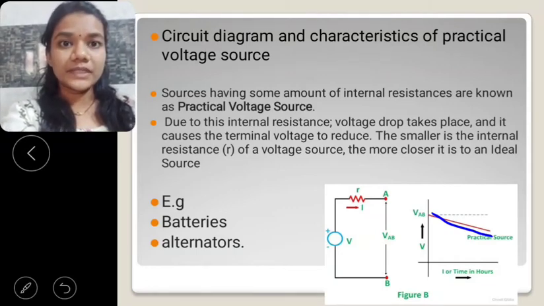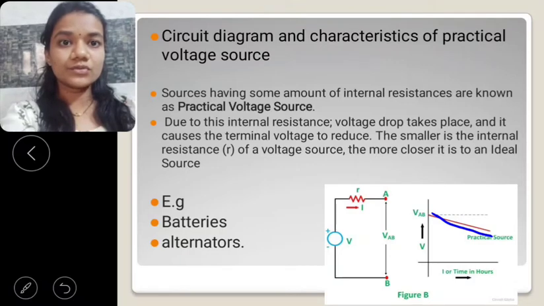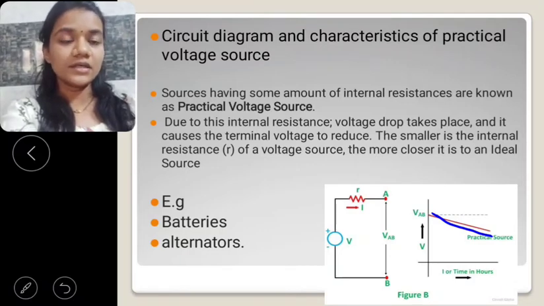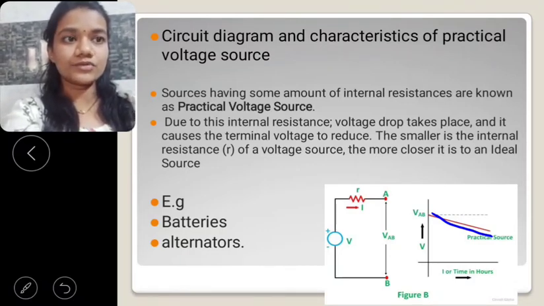Then what are the examples of this voltage source? That is batteries and alternators. So these are the examples of voltage sources.